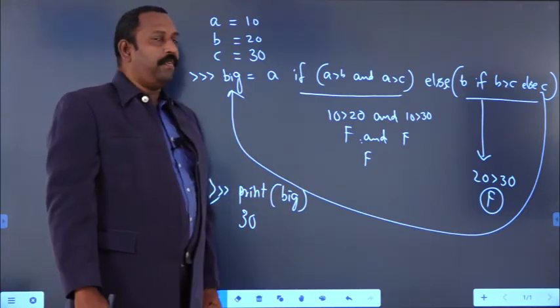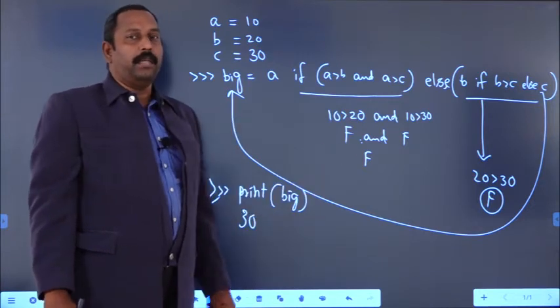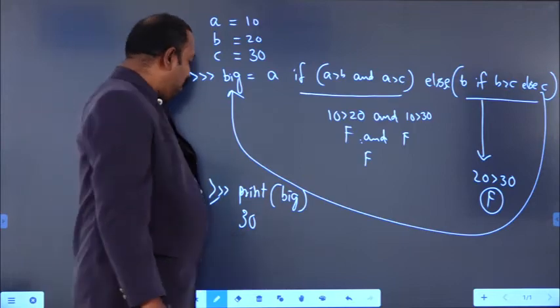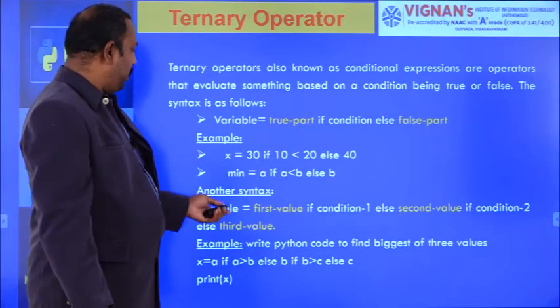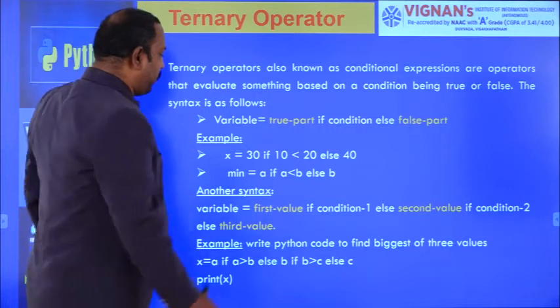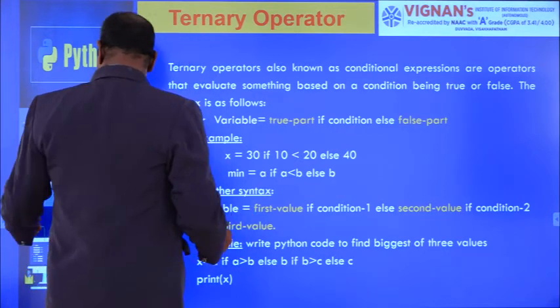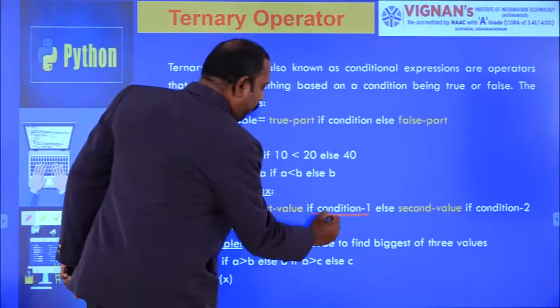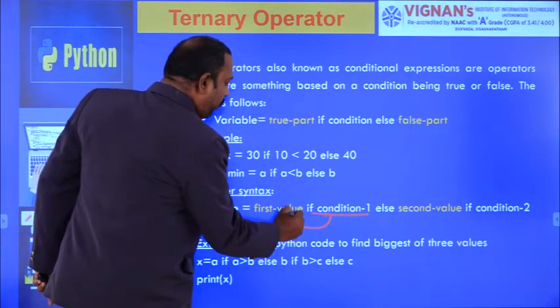So this is a logic for finding the biggest of three numbers using nested ternary operators. So this is the nested ternary operator syntax. First value, here you see, if condition 1 is true, it will execute the first value.